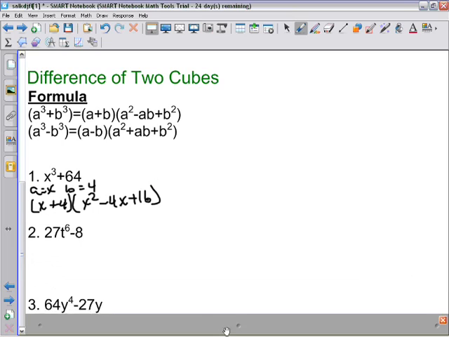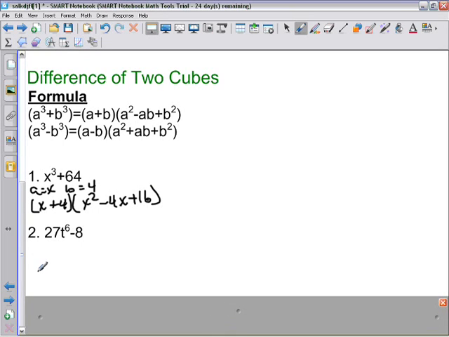Let's look at the second example. 27t to the 6 minus 8. When you find the cube root of 27t to the 6, you get 3t squared. And when you find the cube root of 8, you get 2. You sub those two back into the equation, and you get 3t squared minus 2 times the quantity of 9t to the 4th plus 6t squared plus 4.